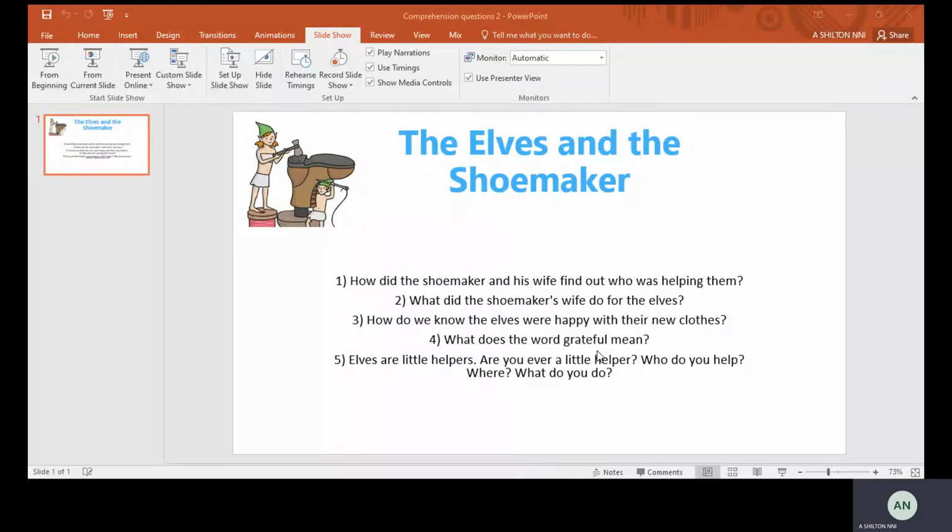Question number 5. Elves are little helpers. Are you ever a little helper? Who do you help? Where? And what do you do that's helpful?